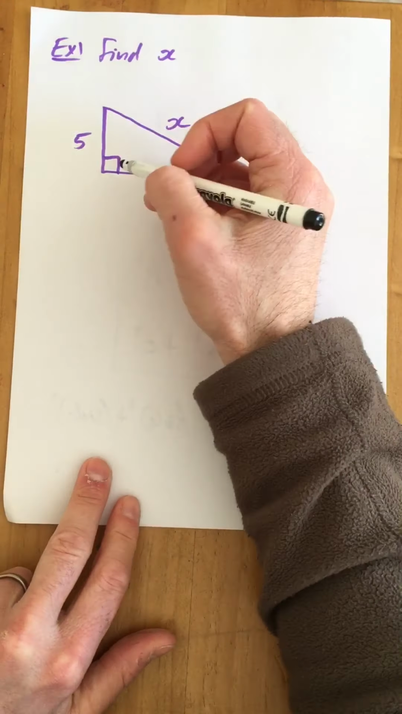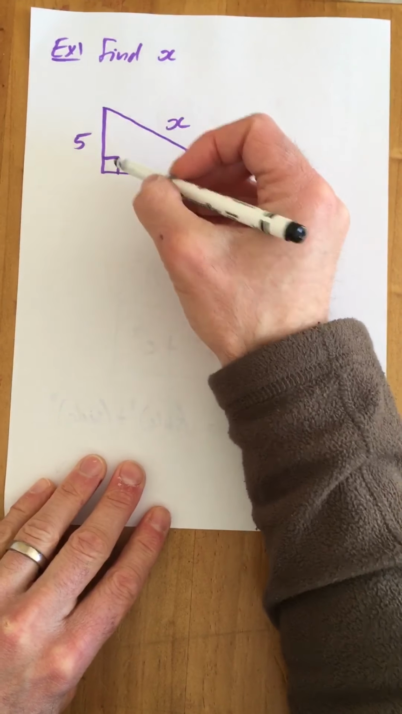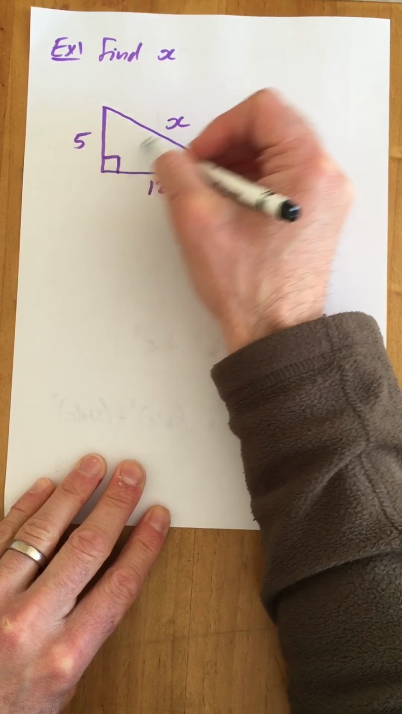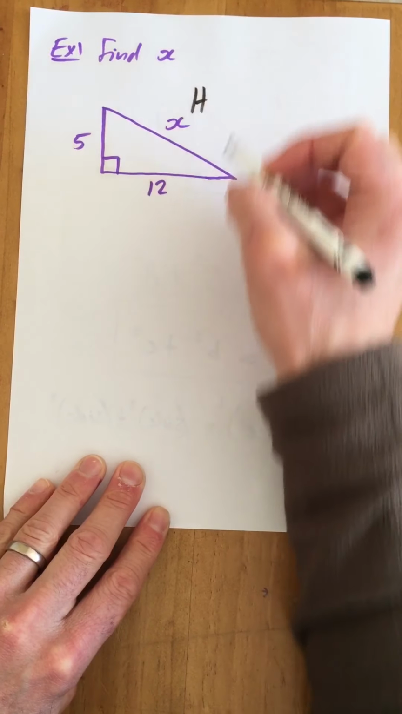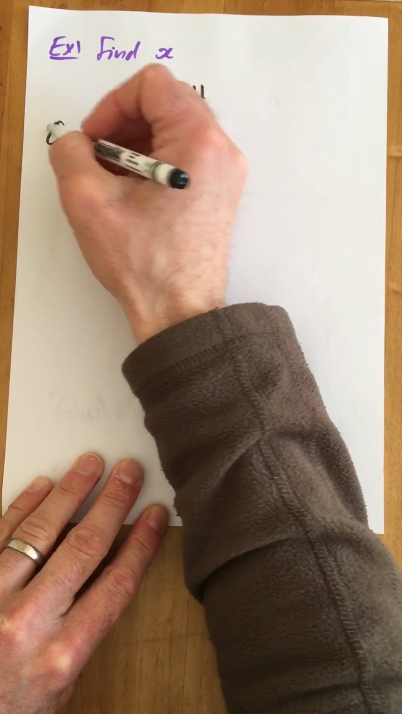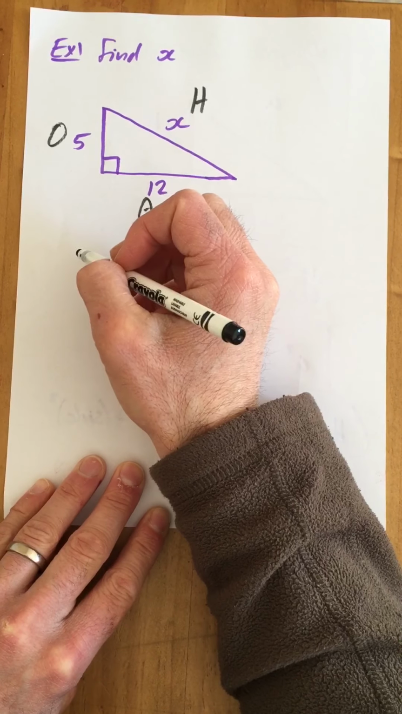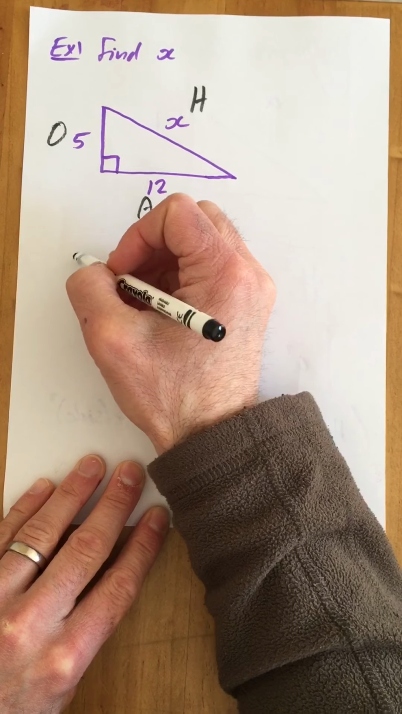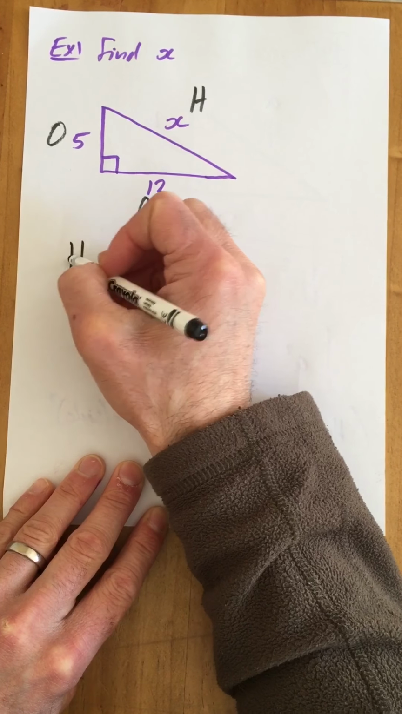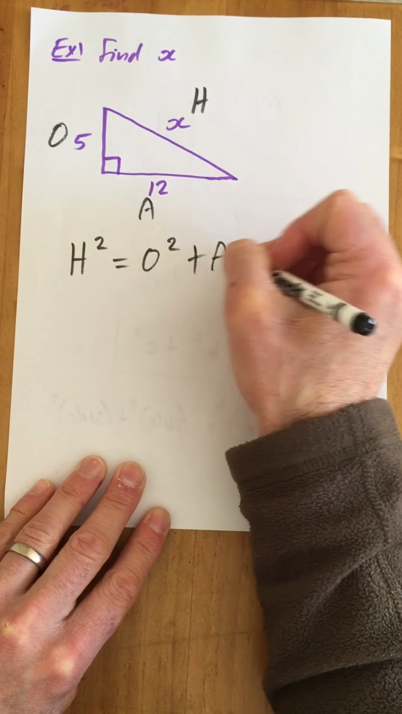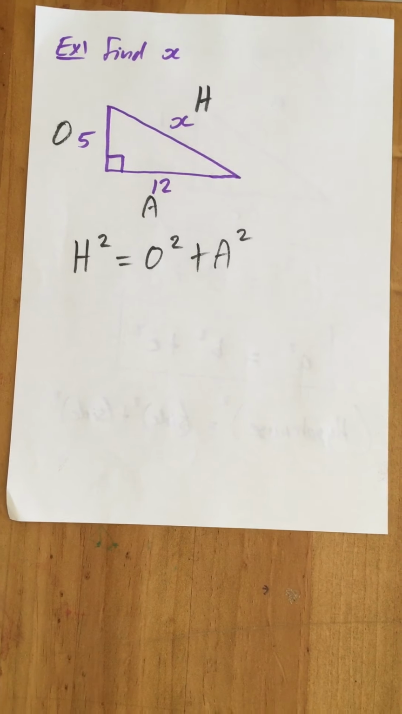And to label a right-angled triangle, you always find your right angle and imagine the side that's opposite or across from that, which is x. So this here is h. And then the other sides you can call O and A. And Pythagoras' theorem says that for a right-angled triangle, h squared will equal O squared plus A squared.